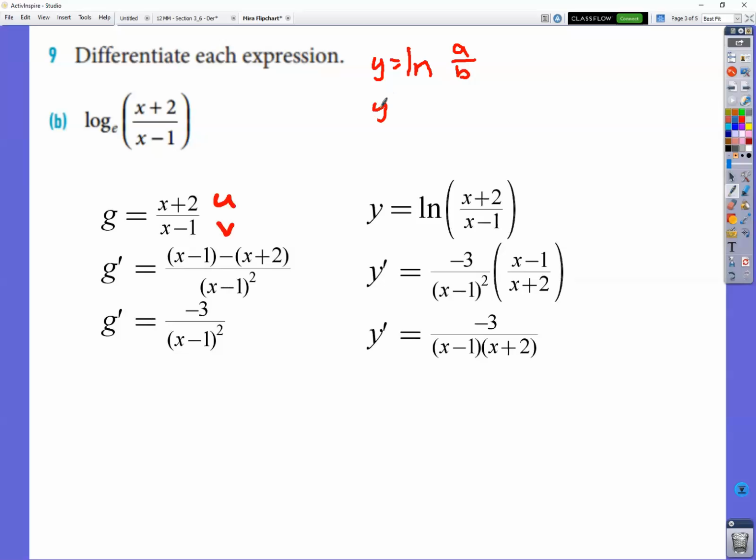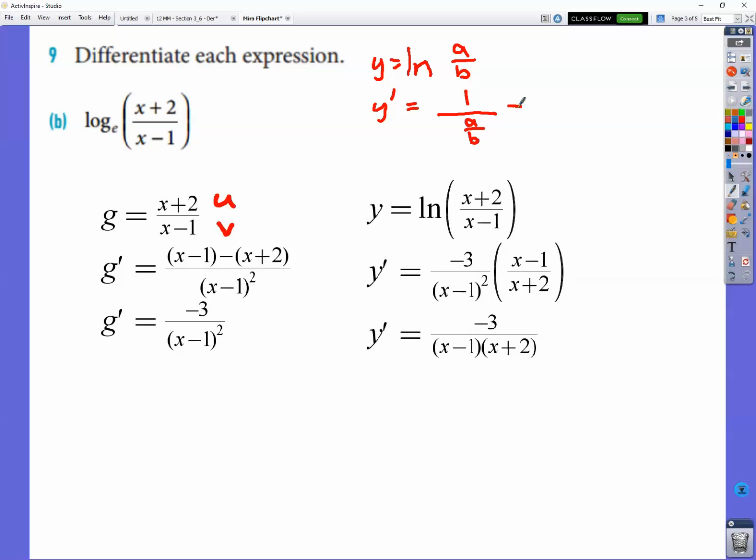Okay, so the derivative of that is just 1 over a over b. You happy with that? Okay. And the thing is that now gives you what's called a complex or compound fraction. You got a fraction inside of a fraction.